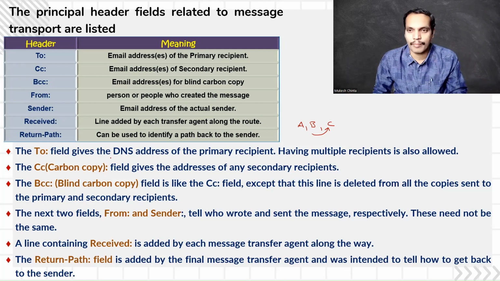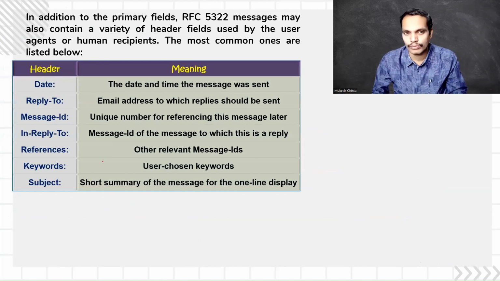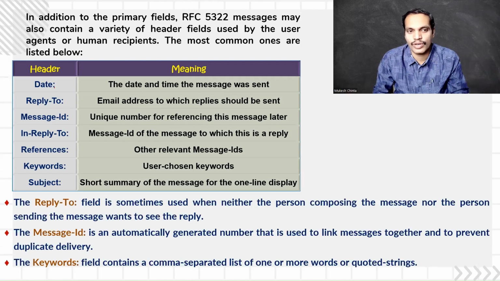On top of these, there are many other fields that could be added also. And I'm just giving you a list of a few of those additional fields that can be added under RFC5322. Most of them are self-explanatory. The first itself tells you the date, which is nothing but the date and time the message was sent. Reply to means sometimes when I send a message and you want to respond to it, I want that response to go to someone else. Maybe someone else is best equipped to answer that particular query. In that case, I can add this reply to field also.